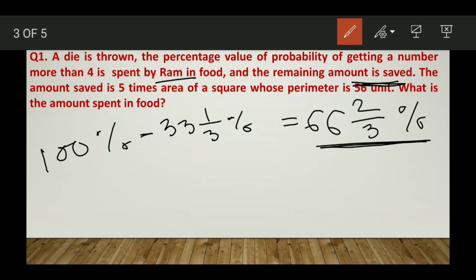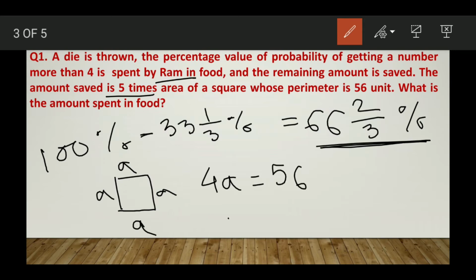Now it is given that the amount saved is 5 times the area of that square whose perimeter is given as 56 units. Now for a square, we know that all the sides are equal, let one side be A. Therefore the perimeter would be just the sum of all the sides, that is 4A, which is given as 56. Therefore A would be 56 over 4, that is 14. Now this amount saved is 5 times the area of this square.